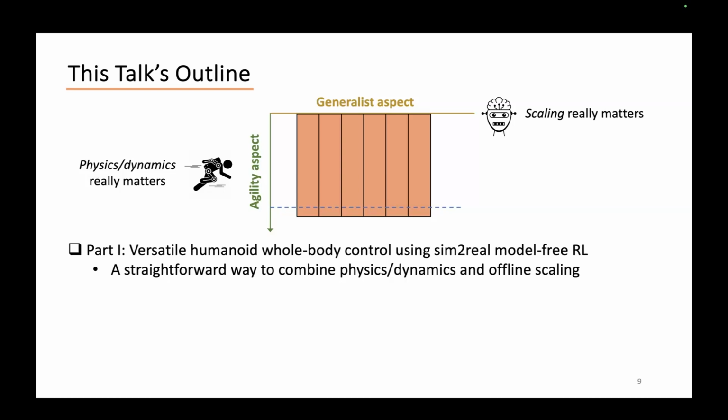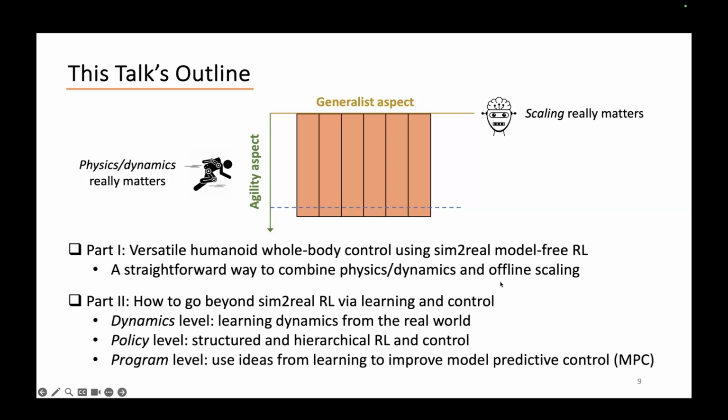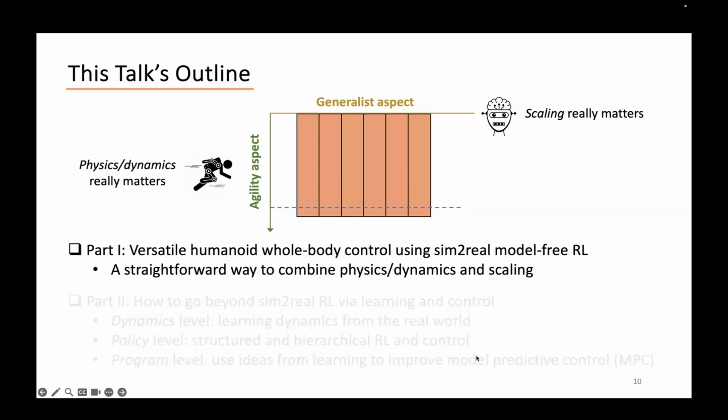In the second part of today's talk, we're going to give some hot takes or retrospective thinking on Sim2Real RL. We're going to discuss its fundamental problems and how to go beyond Sim2Real RL using learning and control, especially three ideas. On the dynamics level, we don't want to just do Sim2Real. Can we learn directly from the real world, learning a world model, a dynamics model, from the real world? On the policy level, rather than end-to-end learning, can we add some structure? And on the program level, can we use some ideas from learning to improve classic control paradigms like MPC? Okay, let me get started.